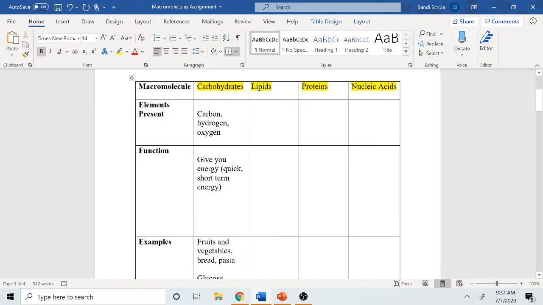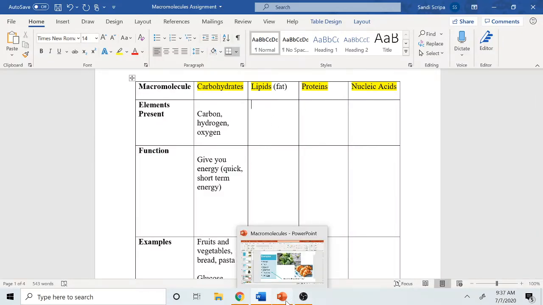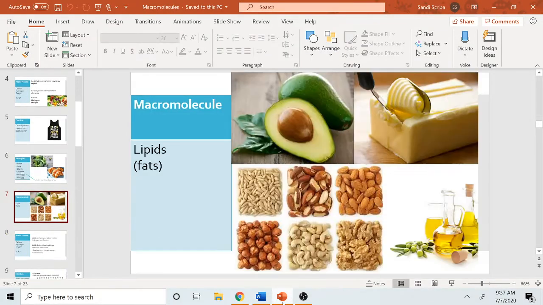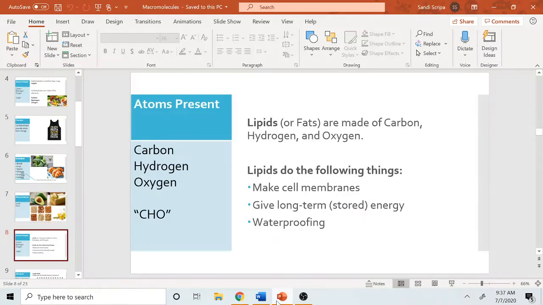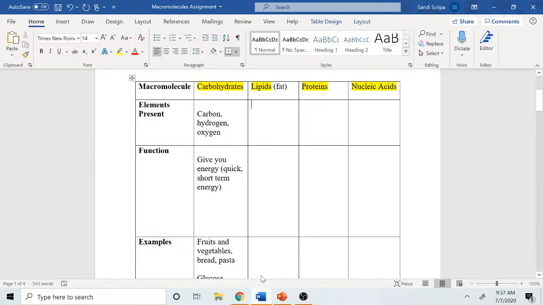All right, our next one is going to be lipids. All right, you might not have heard the word lipid before, but you probably have heard the word fat or fats. So lipids are just another scientific way of saying fats. All right, and that comes in a lot of different forms. And it's made of the exact same stuff that carbohydrates are made of. So it's made of the same thing. They might just look a little bit differently, but they're still made of carbon, hydrogen, and oxygen.